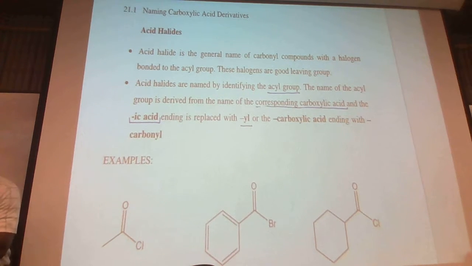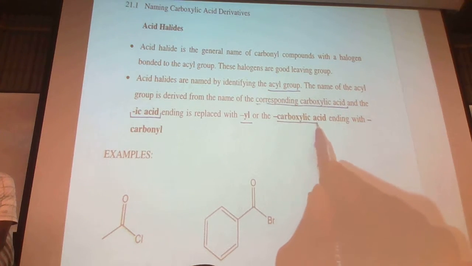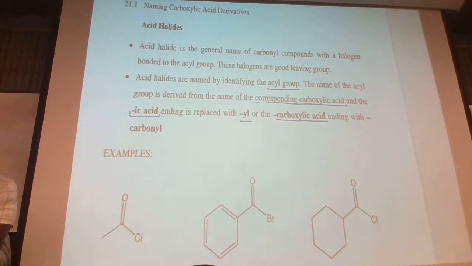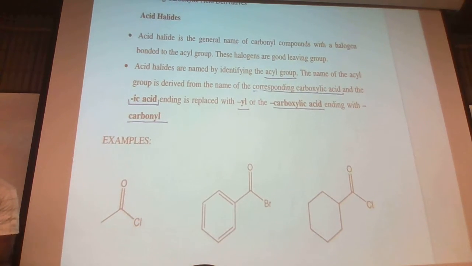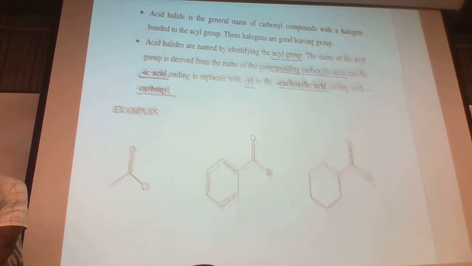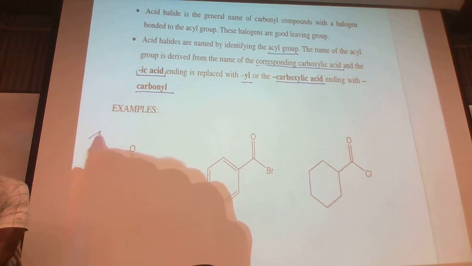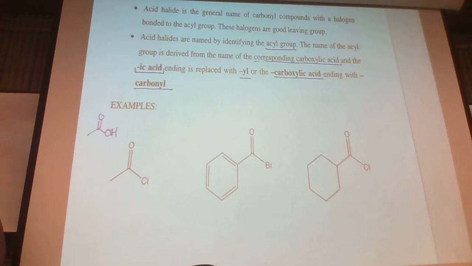Okay? But if it's a carboxylic acid, then you change the carboxylic acid ending of that compound to carbonyl. So here are examples. If you look at this structure that we have here, because if you remember, the only thing we're changing is the OH functional group, it came from this compound, right? That is the corresponding carboxylic acid.